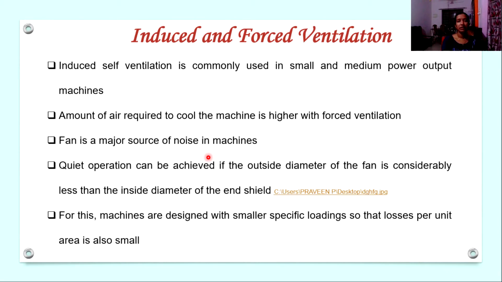So in case of self-ventilated machines, that is where the fan is located within the end shield, in order to reduce the noise, the outside diameter of the fan should be considerably less than the inside diameter of the end shield. So we know the fan is located within the end shield of the machine. So in order to reduce the noise, the outside diameter of this fan should be considerably less than the inside diameter of the end shield. That means there should be considerable clearance between the fan and the end shield. So if fan is designed so, the noise can be reduced to a large extent.